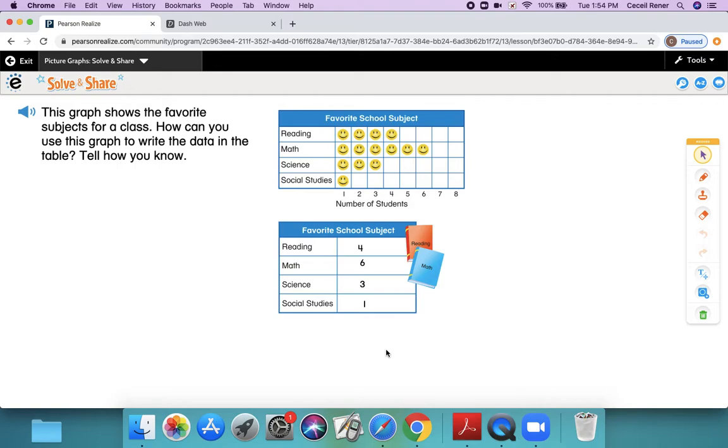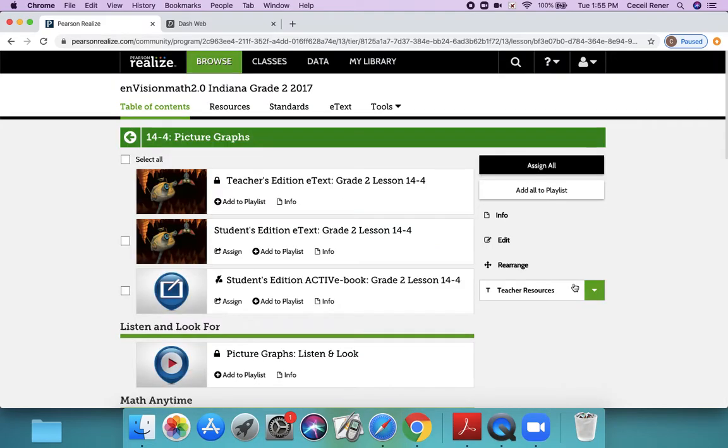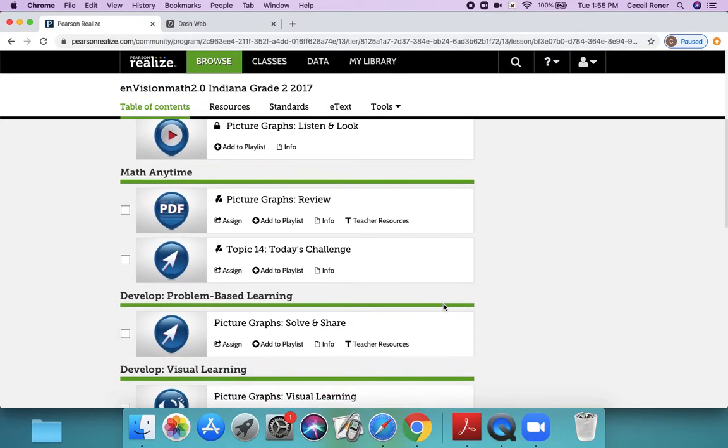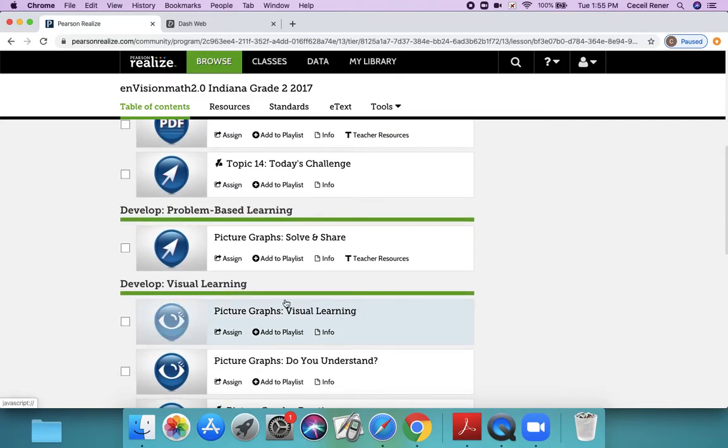Now, we used data from a picture graph to complete a table. Later in this lesson, you will learn how to make a picture graph using data from a tally chart. You will also use picture graphs to solve problems. So picture graphs are fun. I think you're going to enjoy them. So let's get busy, boys and girls. Let's go to our next video, our visual learning video.